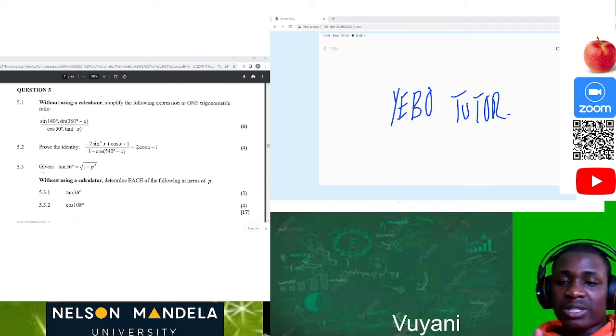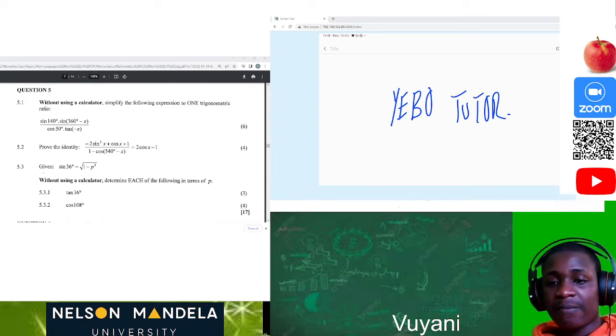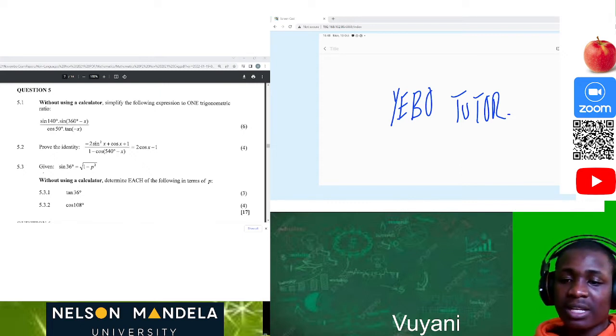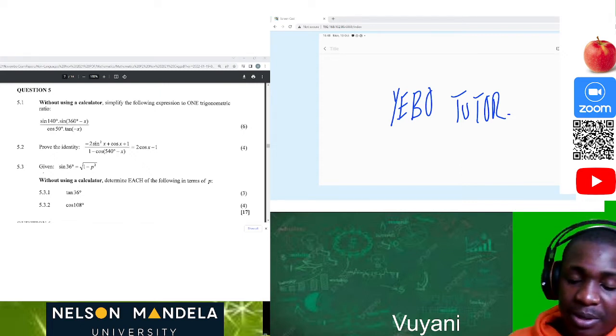I want us to be strategic this time around. We'll make sure that we do questions according to time. If it's 5 marks, 5 minutes, so that we can pass and get high marks. So this is going to be an amazing session.